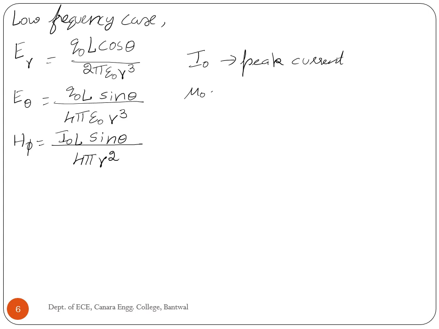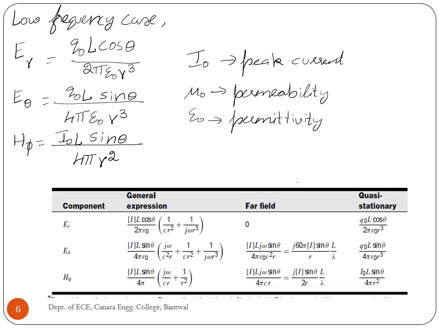μ0 is permeability, ε0 is permittivity, when the medium is free space. In the table, the fields of the short dipole are listed: the general expression, the far field expression, and the low frequency case or quasi-stationary case.